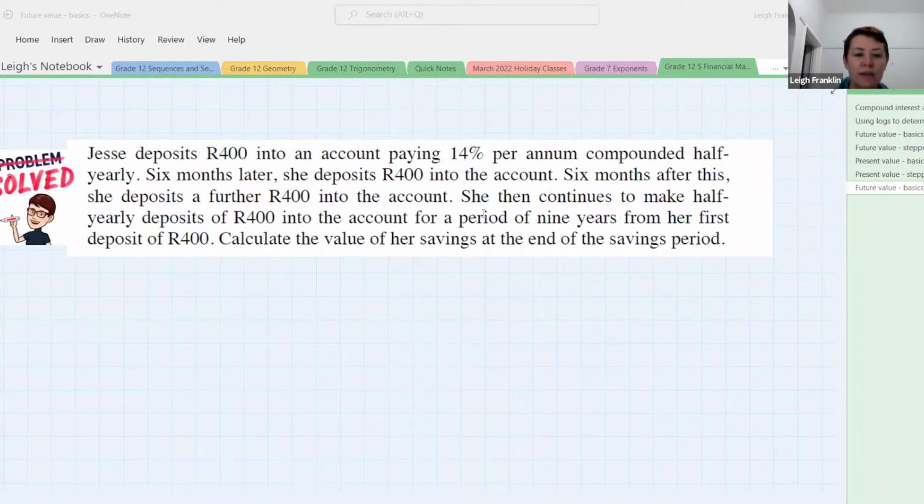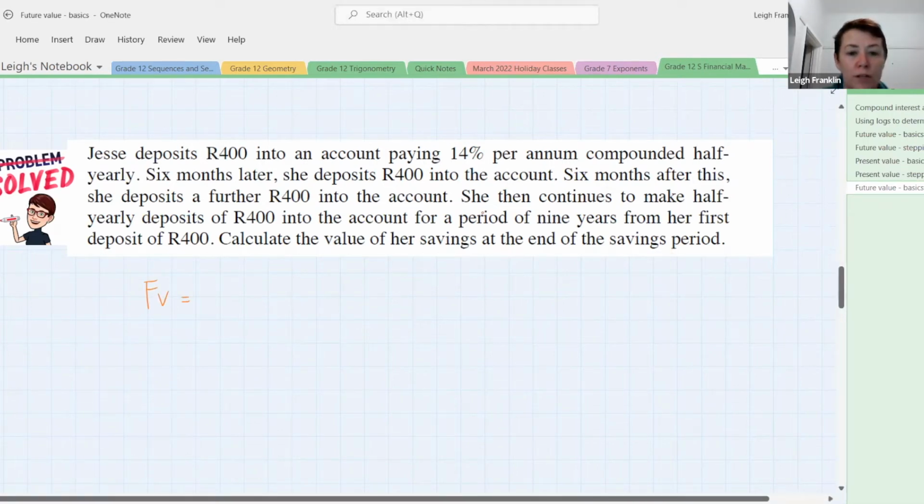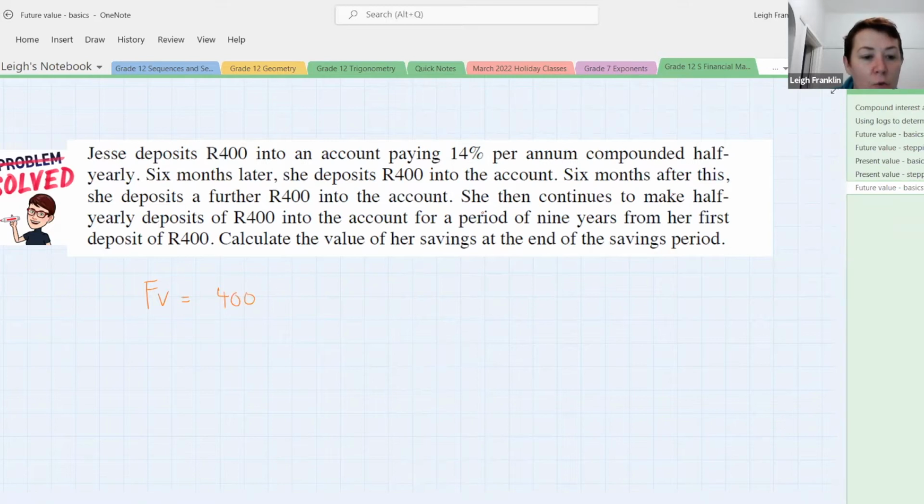All right, so we read this, we see that there's the same amount of money, an installment that's being paid. It's a savings, so that means we use future value. They're asking us to calculate the value of our savings at the end, so future value is what we want. Our installment, X, is 400. Our interest rate in this case is 14%, so 0.14. And because it's compounded half yearly, what do we need to divide the 0.14 by? Okay, by 2.